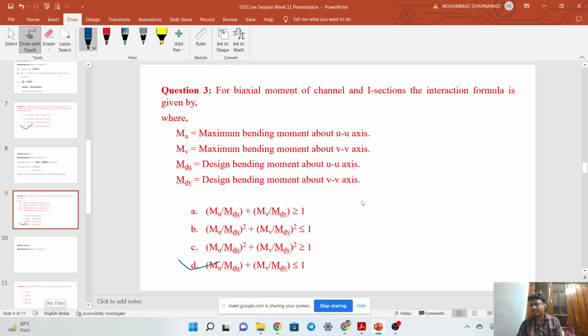Sir, I have seen DSS2 in PDF format on NPTEL. That's why I was asking whether advanced steel structures or DSS2 is covered in the structural part or not. That's why I was asking.